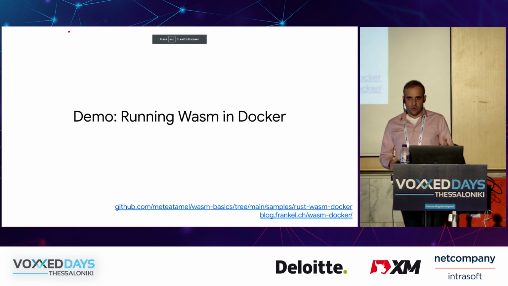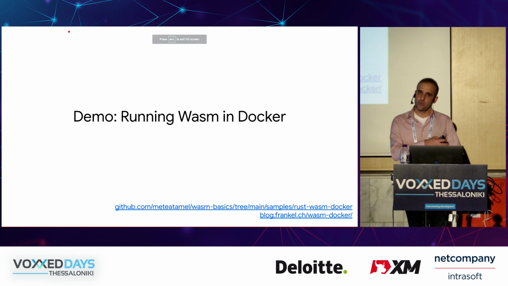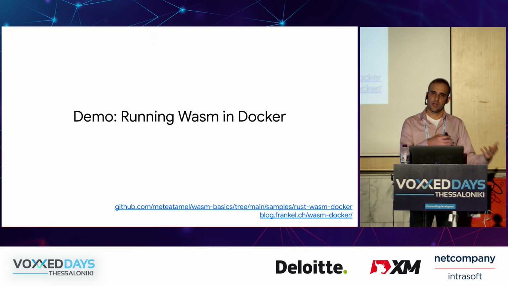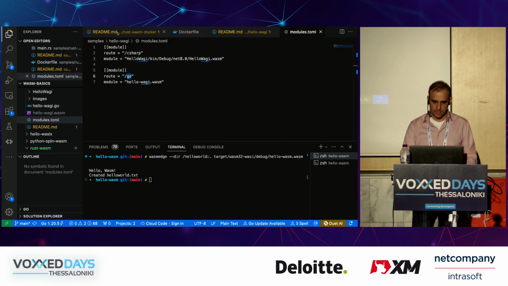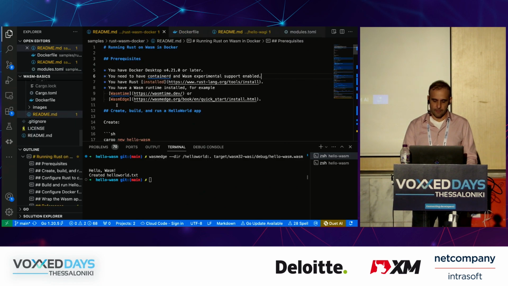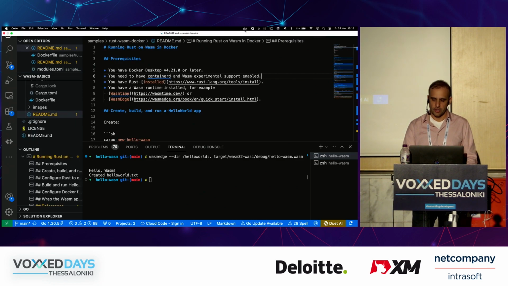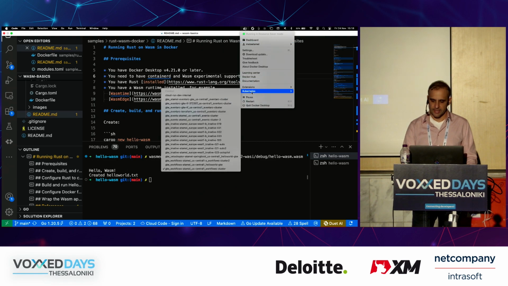Now, the example that I showed you before, how do you take that and run it in Docker? It's actually quite easy. So let me just show you that quickly. So let's close this. All you need to do is, first you need to go to your Docker, and you need to go to Settings.